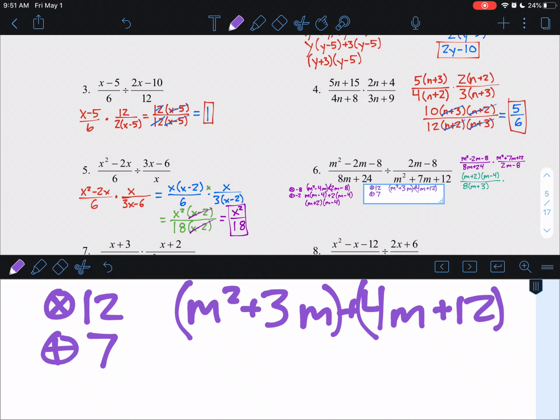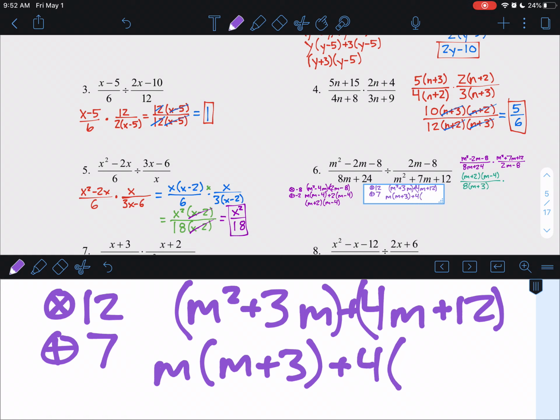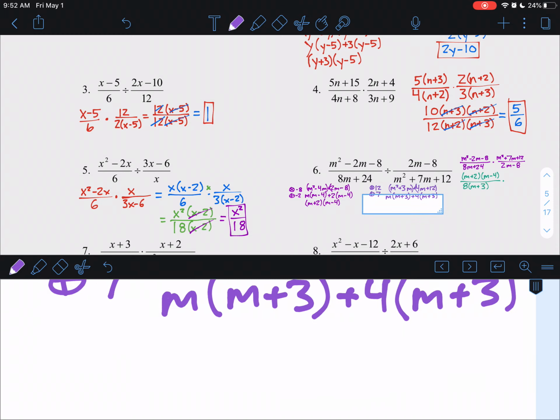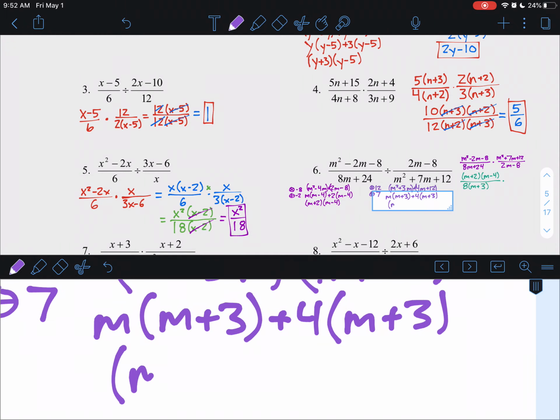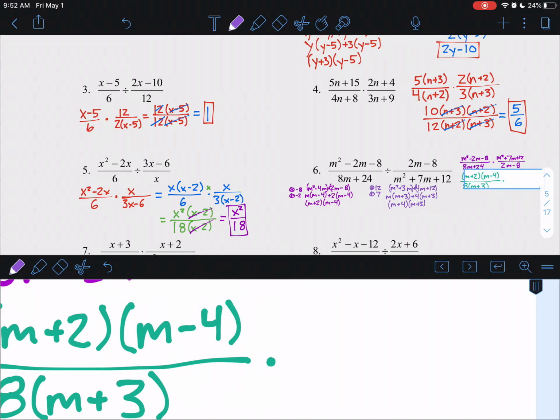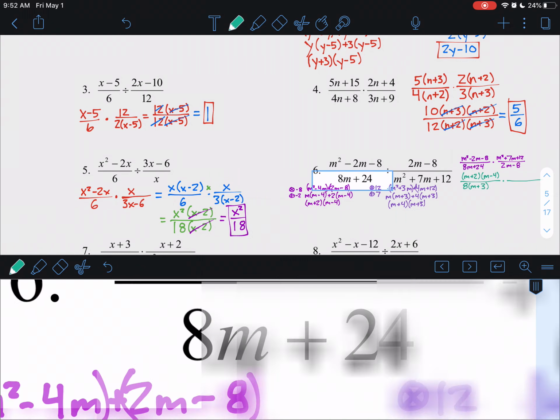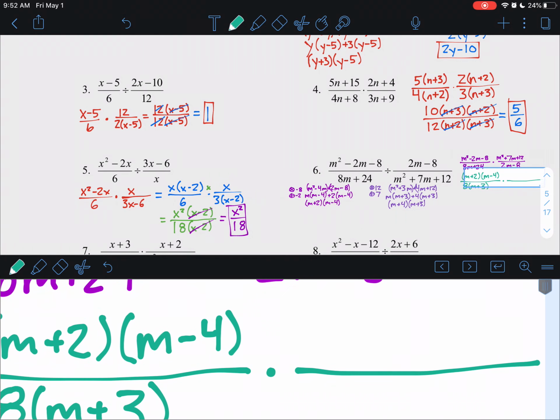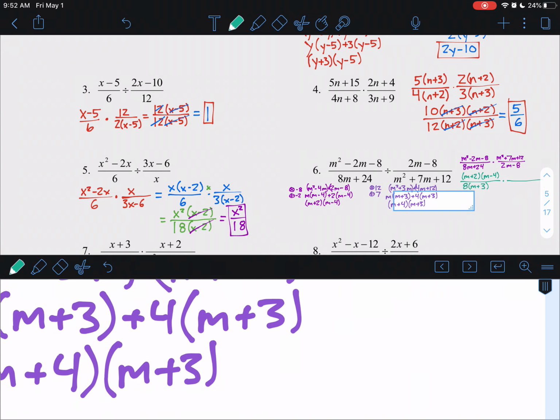So m squared plus 3m, take out the GCF, is m, left with m plus 3. Then 4m plus 12, take out the GCF of those, it's 4. I'm left with m plus 3, which means the two factors here are m plus 4 and m plus 3. Okay, cool. So I'm bringing that over here. I'll go back to that turquoise. So let's see. I said it was m plus 4 times m plus 3.